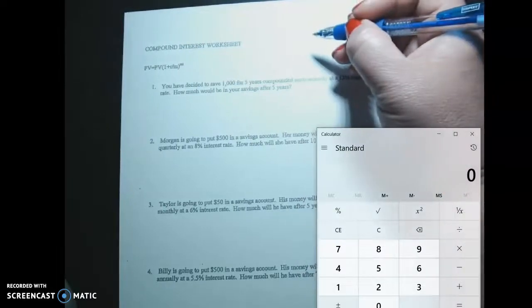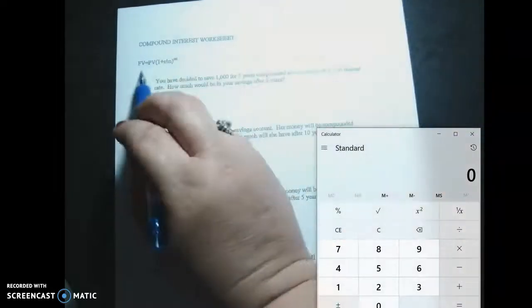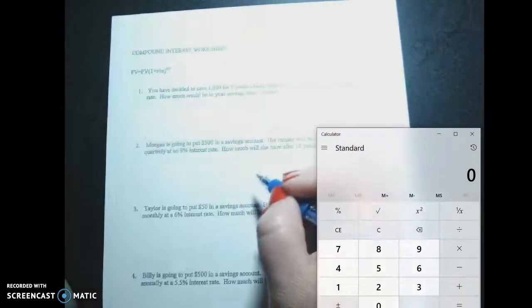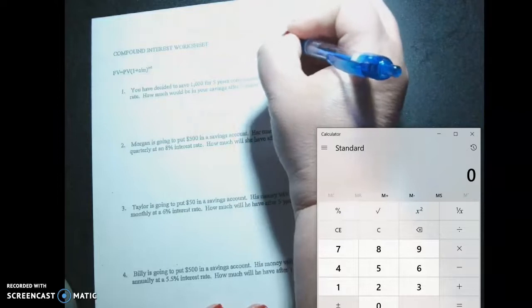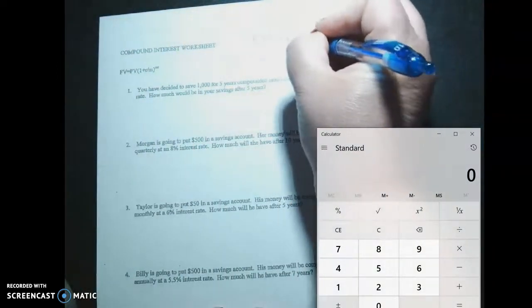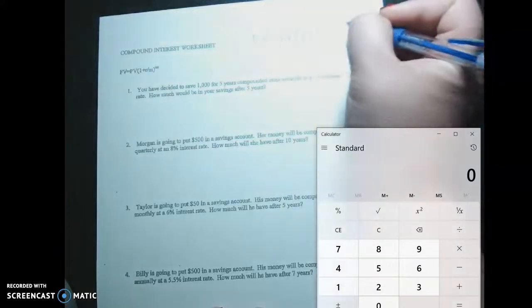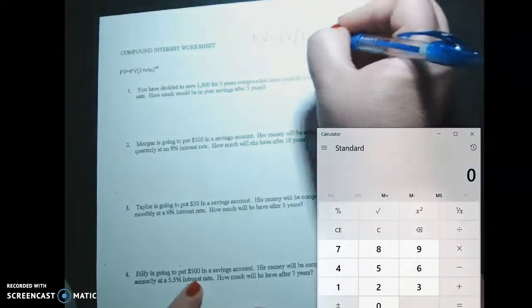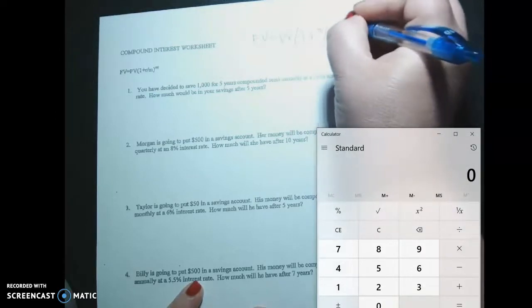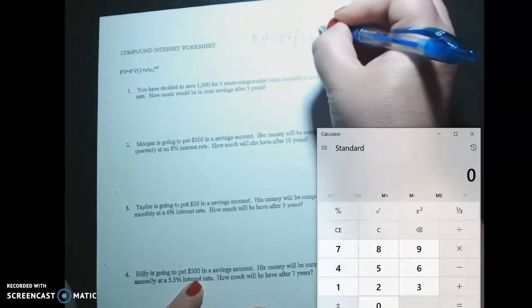Okay, to learn compound interest, we use the formula. We're going to find the future value as the FV, which is equal to the present value of our investment. And the equation is 1 plus R over M to the MT.